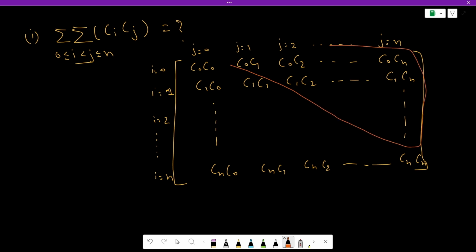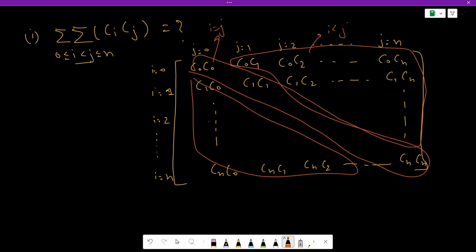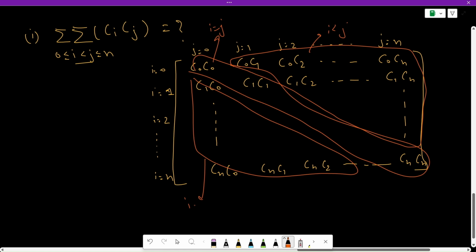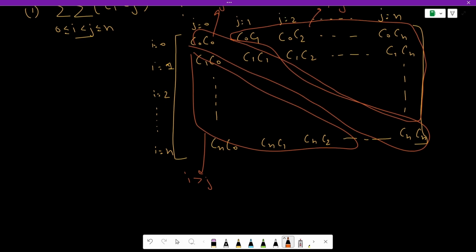Here we have i less than j, and in this diagonal we will have i equal to j. Here it is i less than j, and in this lower triangle what we have is i greater than j. Right, so what we need is the sum of this upper triangle.